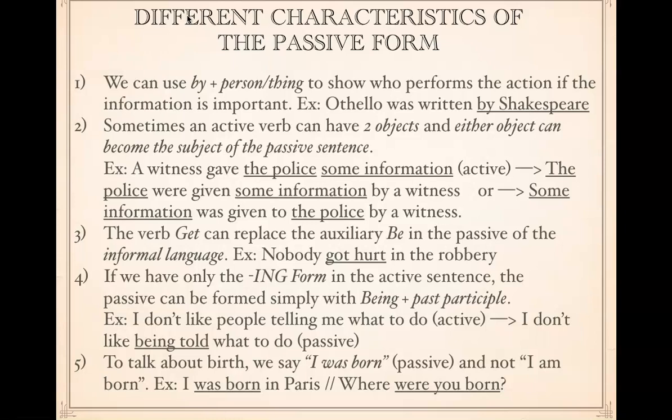Then sometimes an active verb can have two objects, and either object can become the subject of the passive sentence. So, for example, if the active sentence is "A witness gave the police some information," we have the two objects, which are the police and some information. So, either of these two objects can become the subject of the passive sentence.